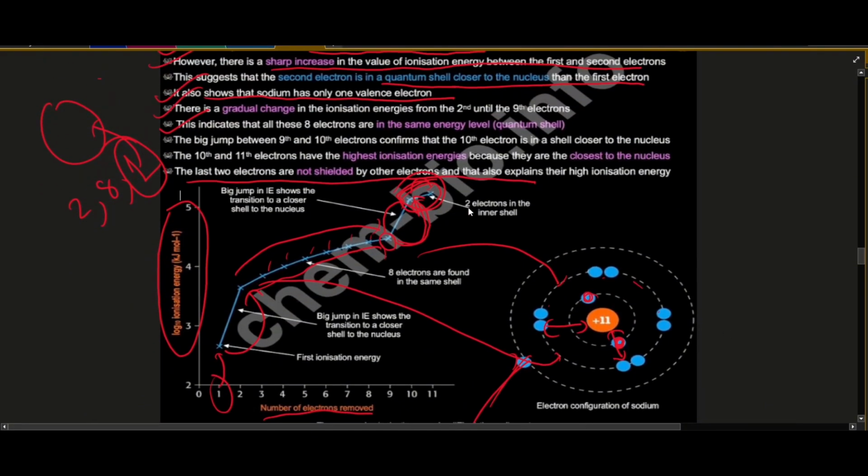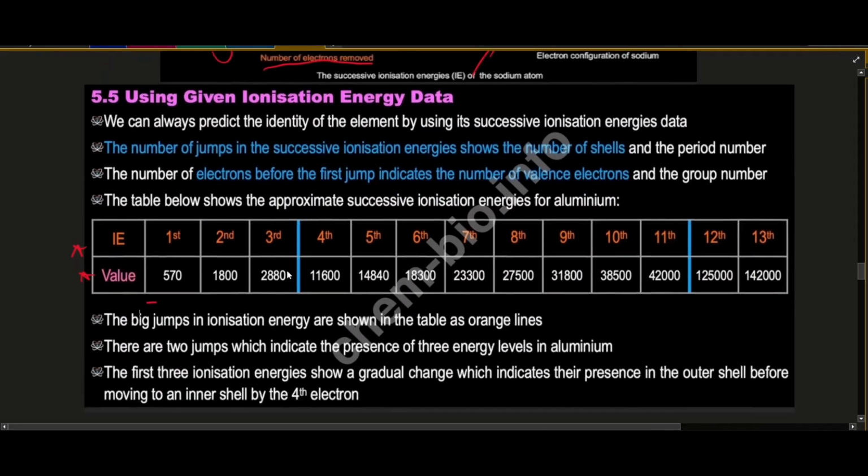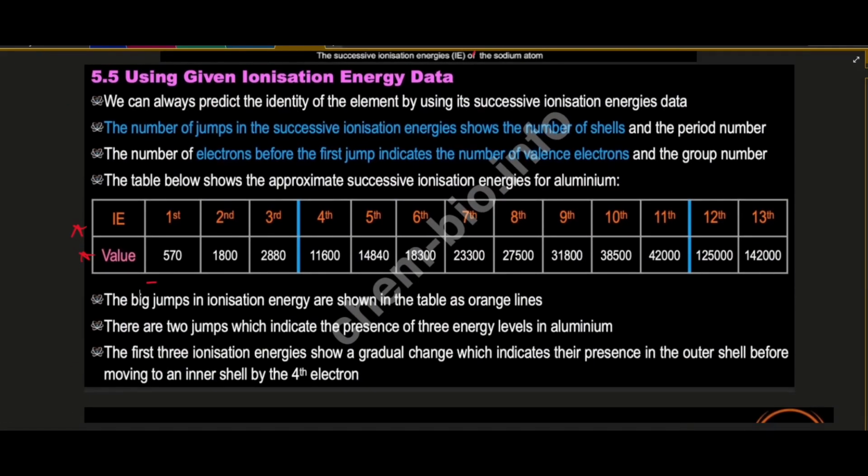Okay, so with this, let's move on to the last one regarding ionization energy, and that is some data booklet values they've provided. Now, instead of providing the graph, they might just provide you the value of the ionization energy. So you have first, second, third, fourth, fifth, sixth, seventh, eighth, ninth, 13th. So you can also predict the identity of the element by using the successive ionization energy data.